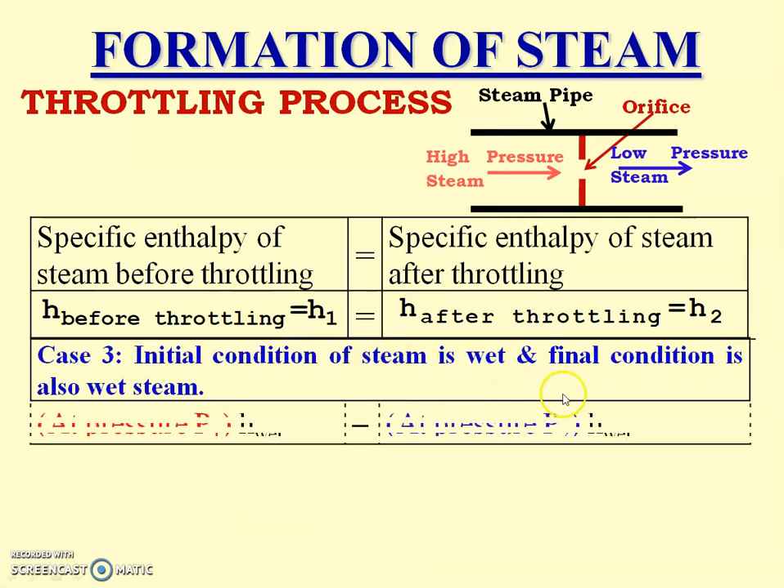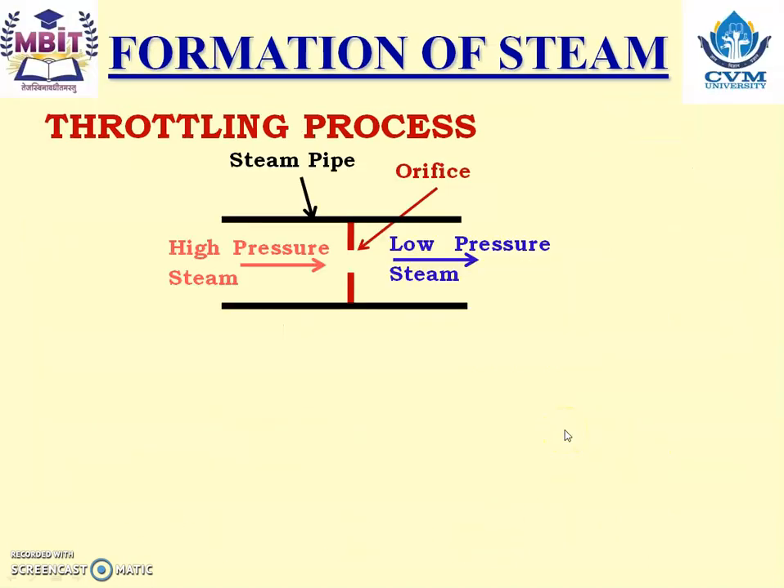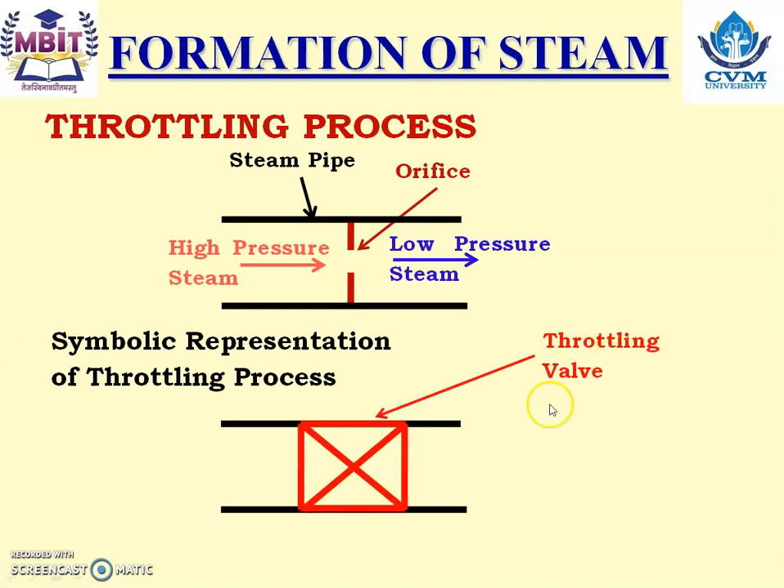And if wet remains wet, it means initially pressure P1, finally pressure P2, both times the enthalpy is wet. What is the equation? Hf1 plus x1 Hfg1 equals Hf2 plus x2 Hfg2. Here x1 and x2 are not known to us. So we cannot calculate two parameters using one equation, and so this is not possible. So that is the throttling process, and it can be denoted like this. That is the throttling valve. Whenever we have to draw the throttling process in a graph, we can draw it like this.